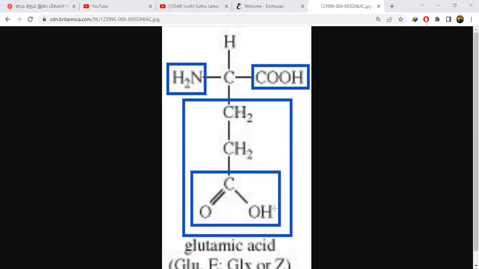2 acid groups and 1 base group mean, which is stronger, acidic nature or basic nature? Acidic nature. Right? So I want you to mark this diagram in the white sheet, and you have to mark these two as what?